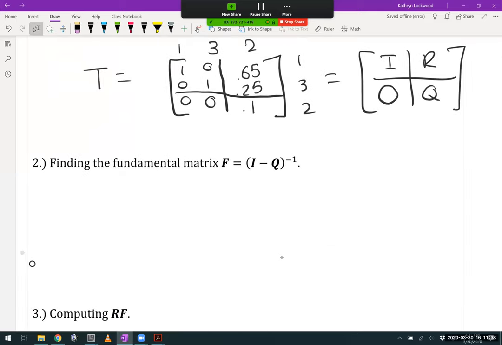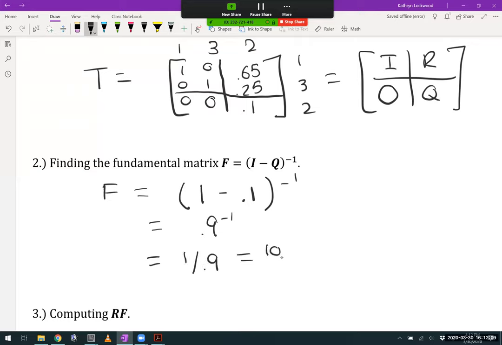The second step is now to find the fundamental matrix F, which is equal to (I minus Q) inverse. In this example, Q is a 1x1 matrix with just the entry 0.1. The 1x1 identity matrix would be a matrix containing just the entry 1. All right, so we'll take (1 minus 0.1) inverse, or 0.9 inverse, which is equal to 1 over 0.9, and let's rewrite that as 10 ninths.